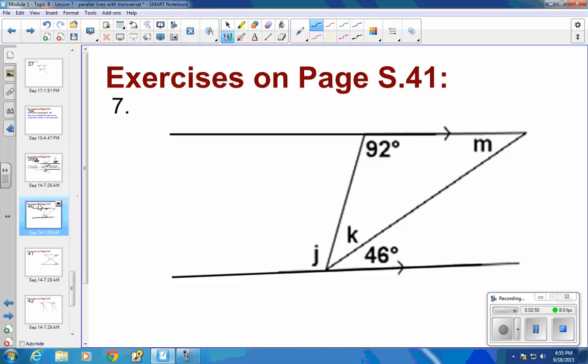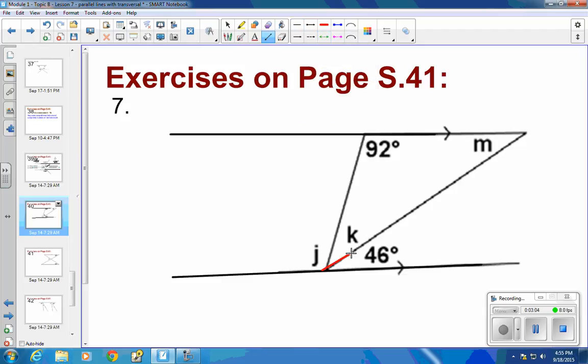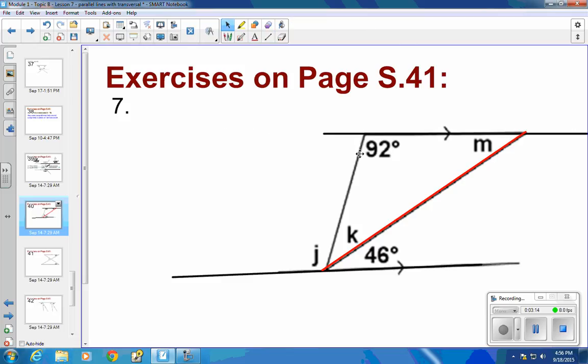Okay, exercise 7. So we've got some parallel lines in this one, and we've got our transversals. So let's look at the first transversal here. So let me draw that one on here in a different color. So if I'm looking at this transversal right here with my parallel lines, so let me scoot this one out here and scoot this one up. It's fine where it is.